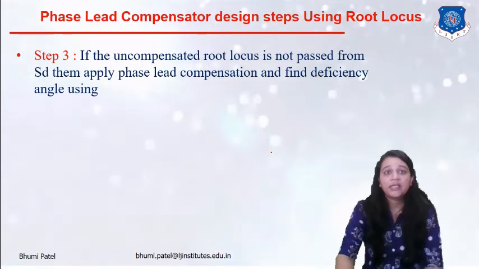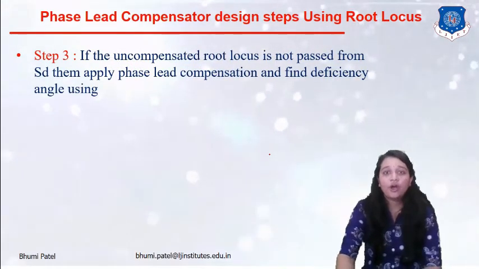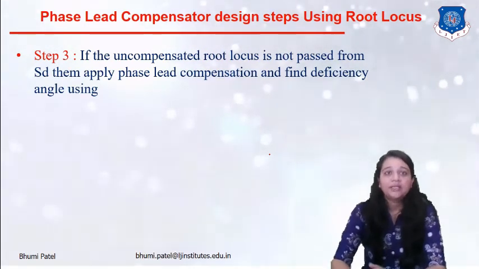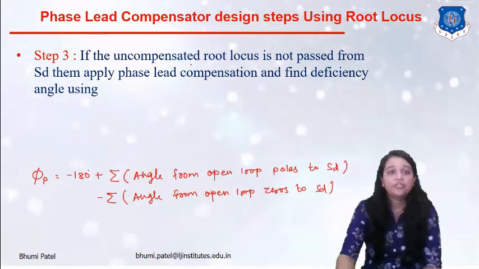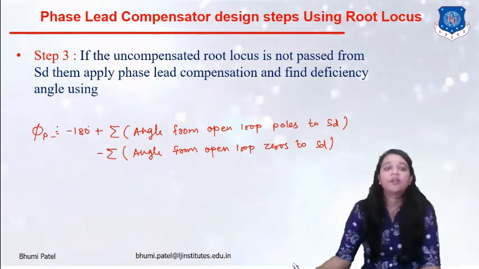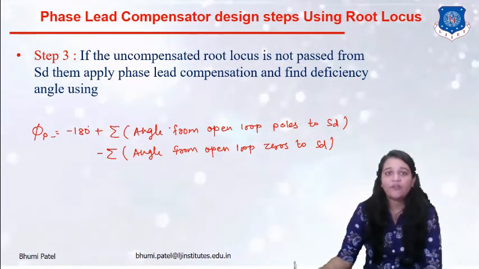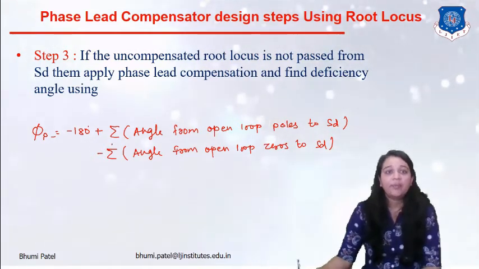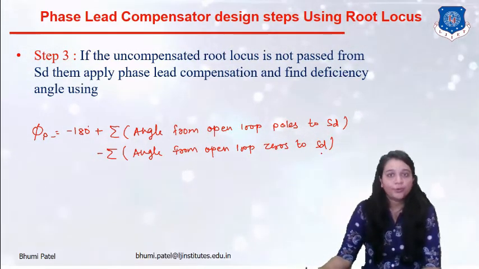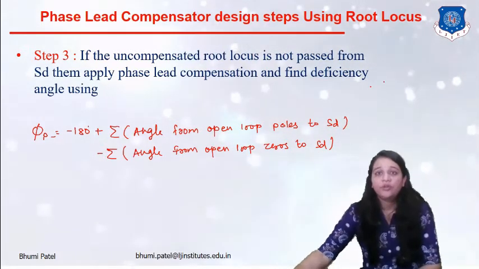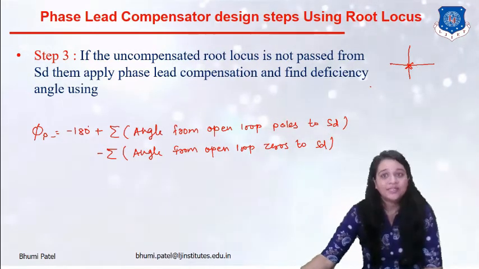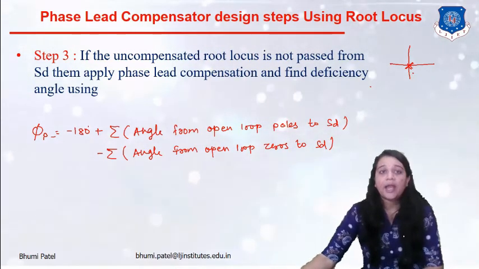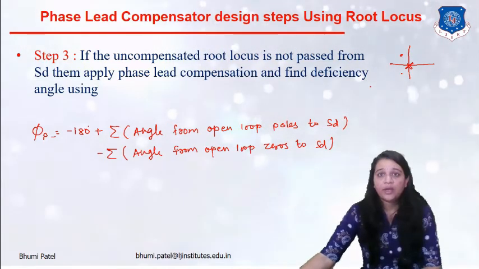Now the next step is, if the uncompensated root locus does not pass through the s_d point, then apply a phase lead compensation and find the deficiency angle using phi p is equal to minus 180 plus summation of angle from the open loop poles to s_d minus summation of angle from the open loop zeros to s_d. As you know, we draw an uncompensated root locus, so that the location of the poles is here. The value of the centroid is also 0, the angles are 90 and 270, and our s_d point is located like here.